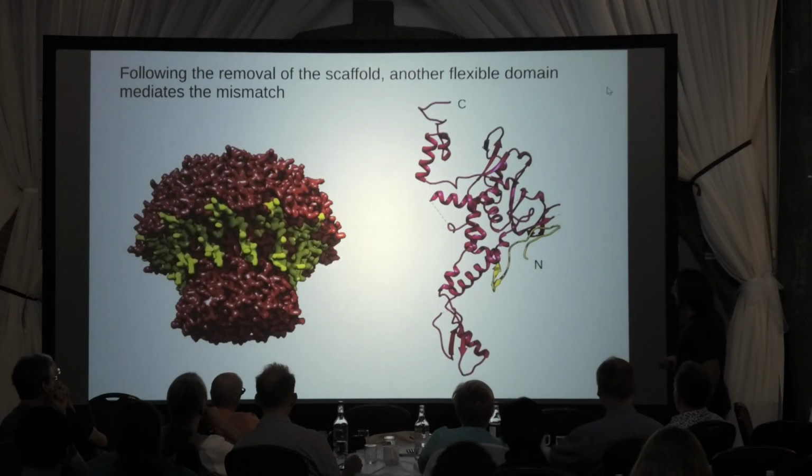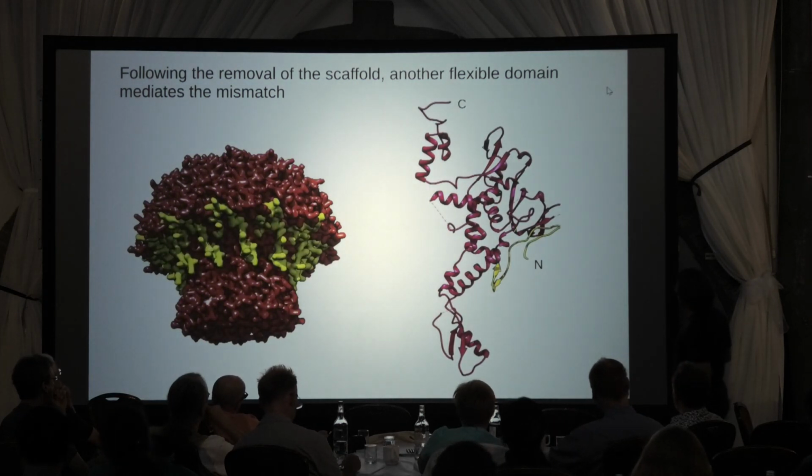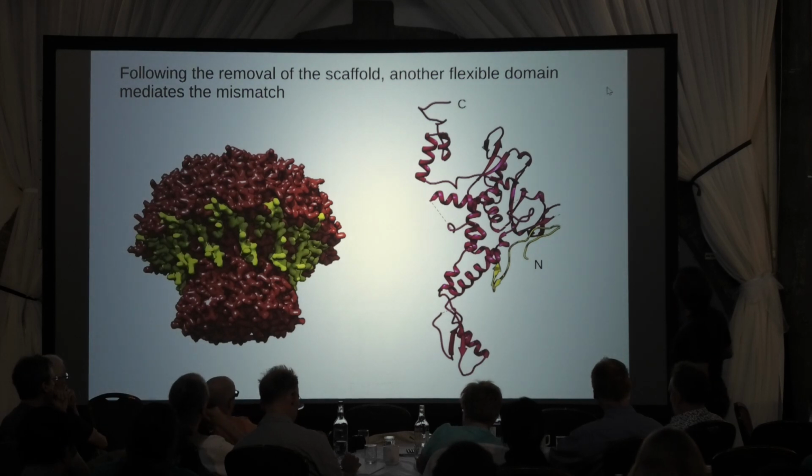And it appears that this part is actually the end terminus of the portal itself that is getting organized in the Prohead 2, and then seems to somehow play the role of the scaffold in the Prohead 2 in order to compensate for the mismatch.